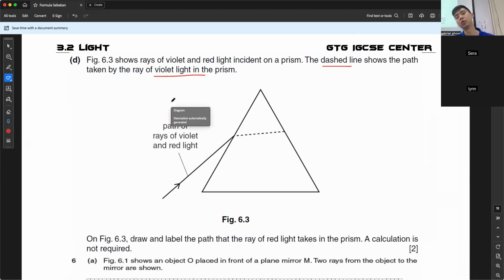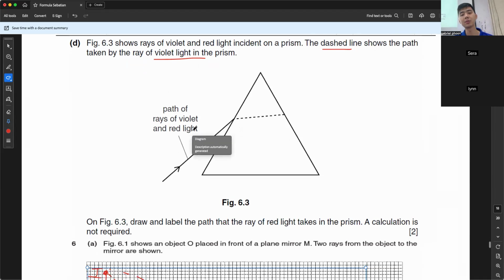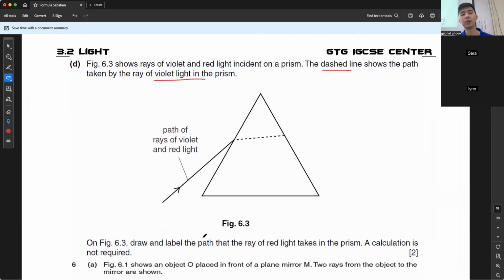So how should I draw it? And disperse. Yeah, it will disperse, right? So they asked me to draw the red light, right? I draw the path where the red light takes. How? Okay, guys, listen up.